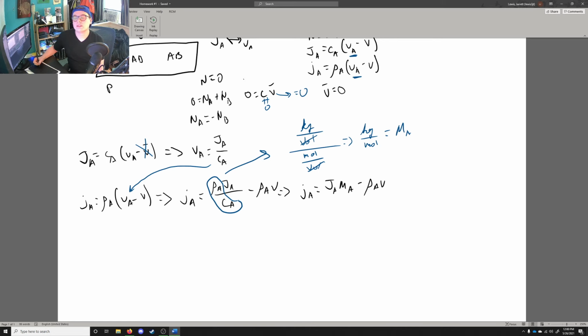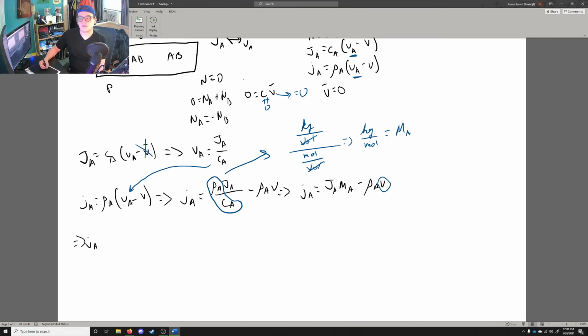Now we just need to deal with this second term here, which isn't in any terms that we can use. So first we need to look at the mass average velocity. In order to get rid of this, we're going to have to look at the definition of the mass average velocity for this binary system. And so it just goes back to the definition of mass average velocity.